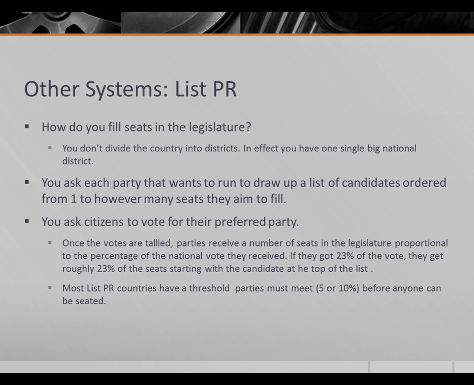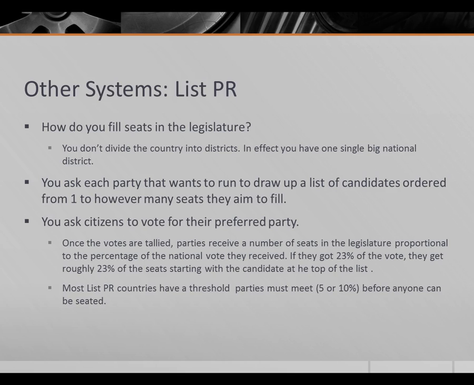And once they've voted for their party, and once the votes get counted, parties are going to get a number of seats in the legislature that is proportional to their total percentage of the national vote. So if the party got 23% of the national vote, then they get roughly 23% of the seats. And what that means is that they start at the top of their list and they seat as many candidates as constitute 23% of the seats. So in a 100-person legislature, they would get 23 candidates and they would pick the top 23 people on their list. The top 23 would get seated and number 24 would be out of luck. If they'd gotten 24% of the vote, then number 24 would have made it.